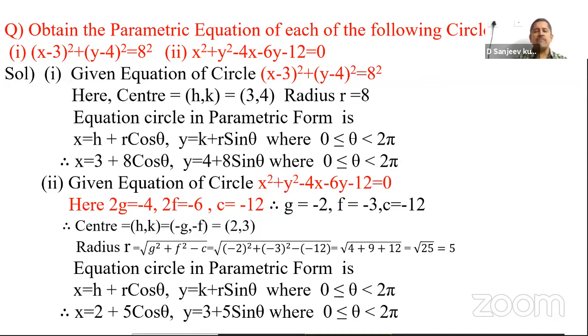So this is one of the 2 marks questions which you can expect in the examination, where either the center and radius are given straight away, or you have to get the center and radius and hence write the equation of the circle in parametric form. So always remember that you are not writing in terms of g and f, you are going to write in terms of h and k. So you write h comma k is equal to 2 comma 3.